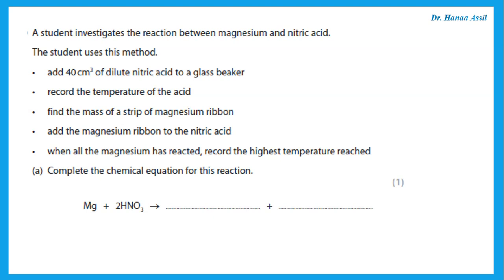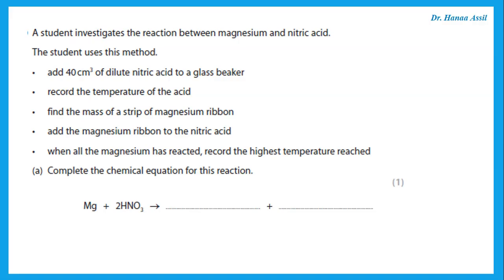A student investigates the reaction between magnesium and nitric acid. The student uses this method. Add 40 cm³ of dilute nitric acid, record the temperature, find the mass of a strip of magnesium ribbon, add the magnesium ribbon to the acid. When all the magnesium has reacted, record the highest temperature. We are required first to complete the equation.